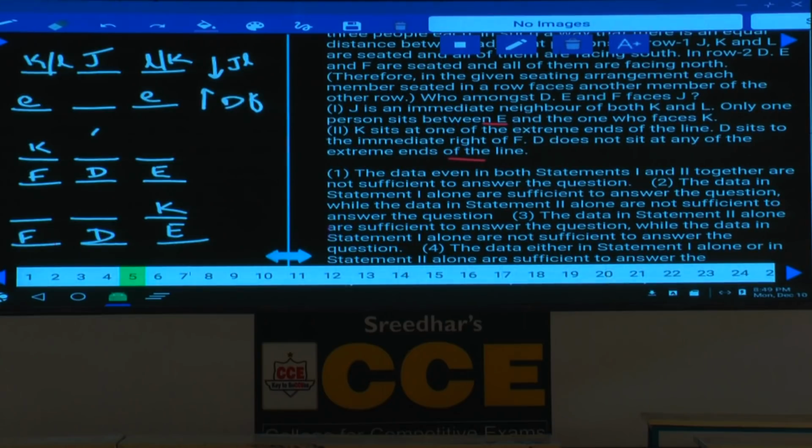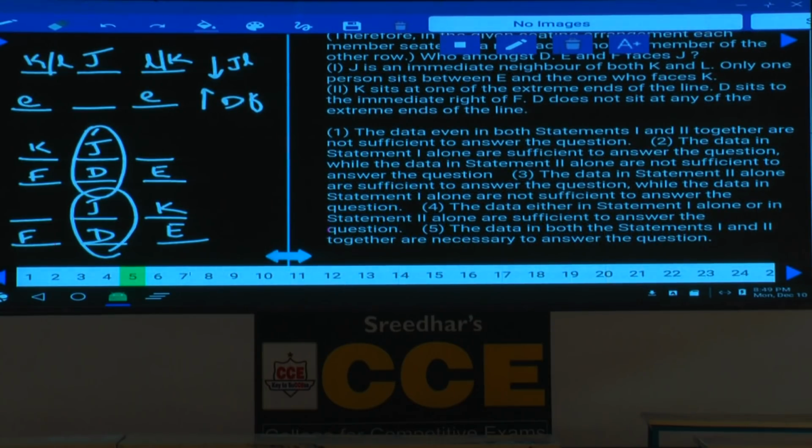Then by combining these two, and J is an immediate neighbor of both K and L, hence J must be at this place. If J is here, in both the cases J and D are opposite to each other. Are you getting the answer or not? Then what is your answer here? Both the statements are required, that is given in choice 5. The data in both the statements 1 and 2 together are necessary to answer the question.